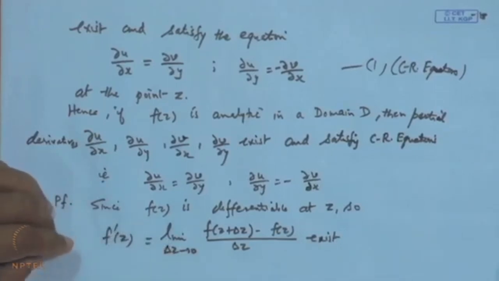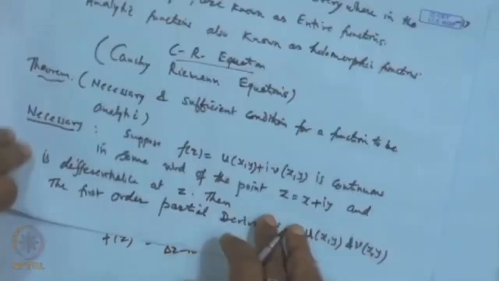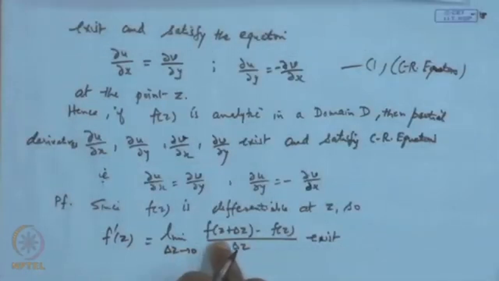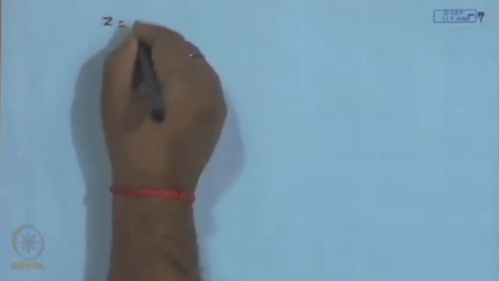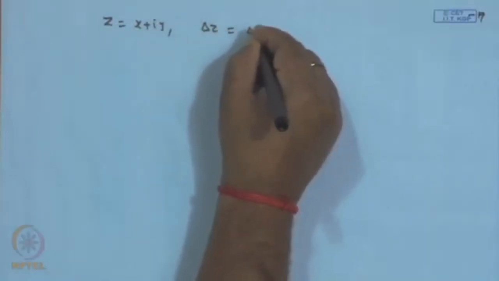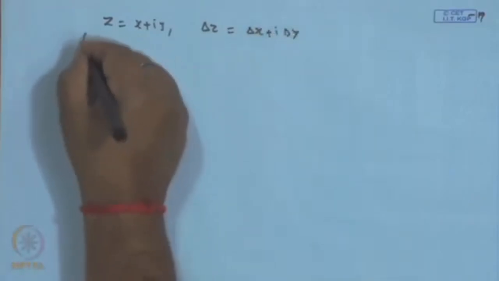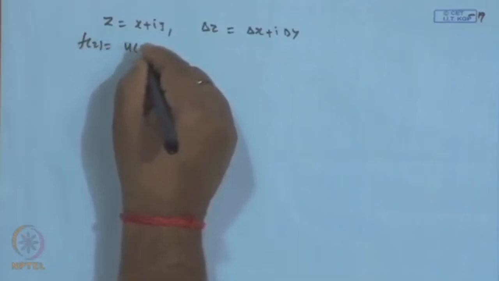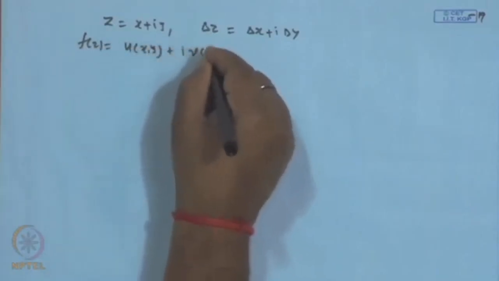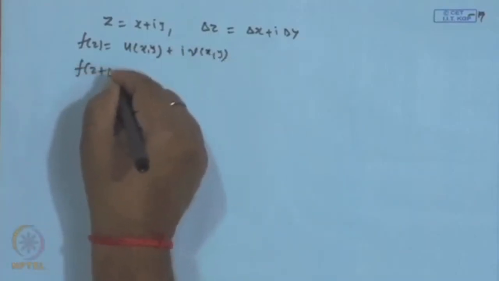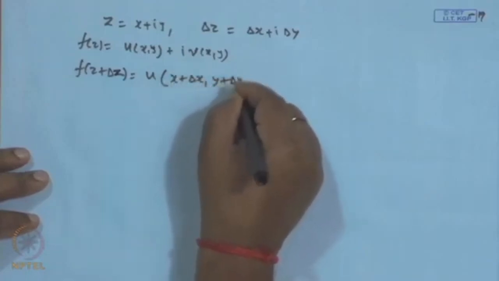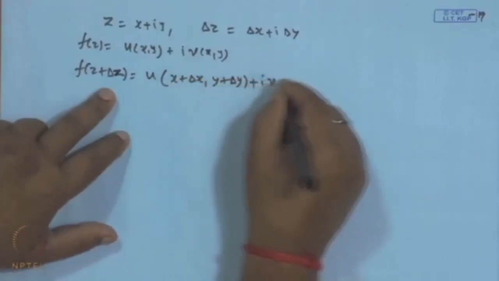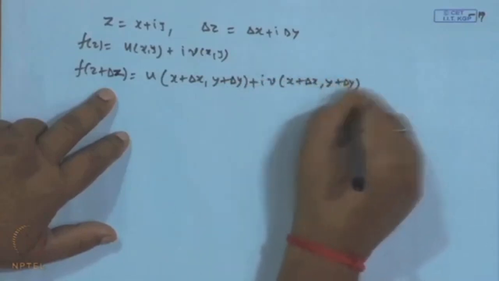Now f z we are taking to be u plus I v. So z is x plus I y, and delta z is delta x plus I delta y. So f of z is u of x, y plus I times v of x, y, and f of z plus delta z is u of x plus delta x, y plus delta y, plus I times v of x plus delta x, y plus delta y, in a similar way.